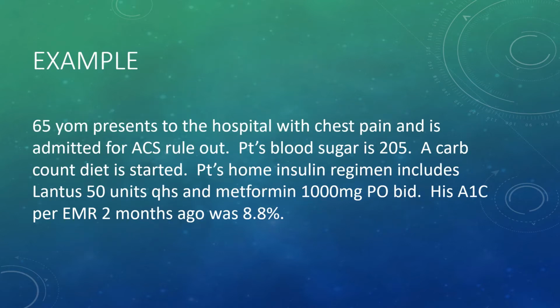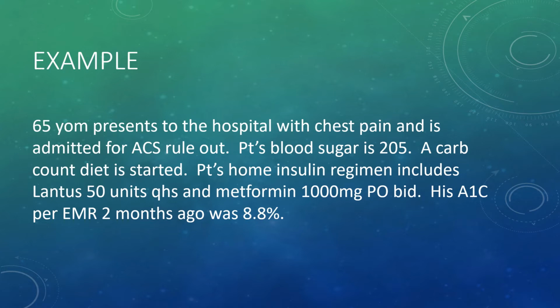Here's an example to further break this down. You've got a 65-year-old male who presents to the hospital with chest pain and is admitted for ACS rule-out. The patient's blood sugar is 205, so not terrible. A carb count diet has been started, and the patient's home insulin regimen includes Lantus 50 units sub-Q QHS along with metformin 1,000 milligrams PO BID. His A1C per the medical record 2 months ago was 8.8%.